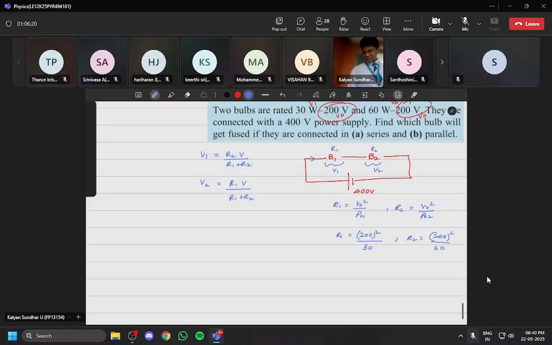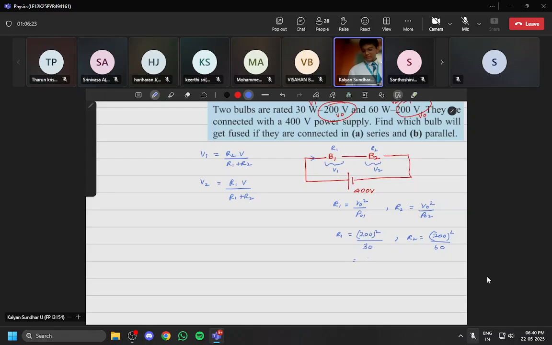Correct? 40,000 by 30, 4,000 by 3. This will be your R1, and R2 will be equal to 40,000 by 60, so 4,000 by 6. Correct? 6 into 2 is 3, so 2,000 by 3. Correct? So this is the value of your resistance. Which one is greater? R1 is greater or R2 is greater? R1 is greater than R2 is the case.